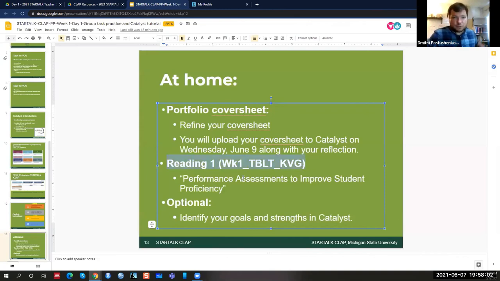This one is the first reading for Wednesday. We'll have a wonderful guest speaker who's an expert in assessment and TBLT, and he's just wonderful. It's very short, very teacher-oriented, very friendly. So check it out. And optionally, it's optional, but if you want to, you can go to Catalyst and identify your goals and strengths. You can familiarize yourself with the TELL criteria and see how it works. Maybe you'll find some useful features in Catalyst for your own classes.